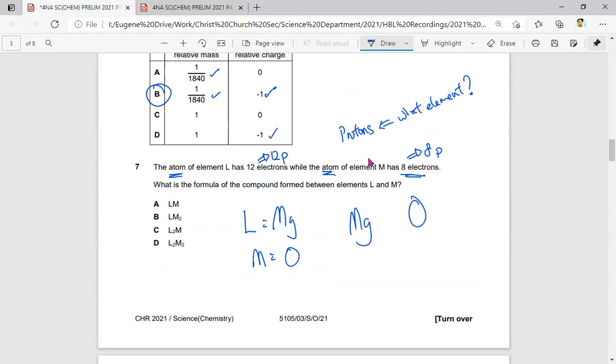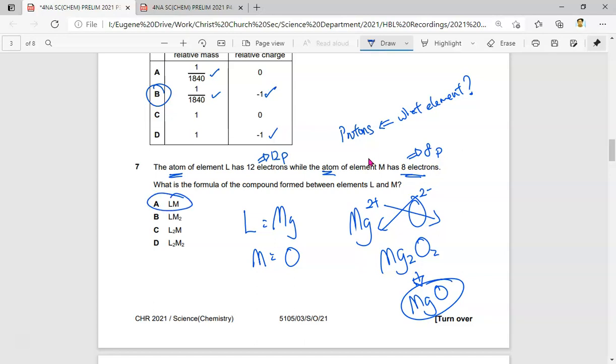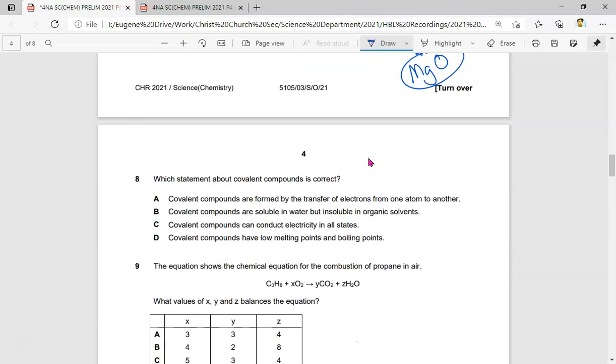So going back to the question, magnesium will form a 2 plus, oxygen will form a 2 minus. If you do the crisscross, what you're going to have is Mg2O2. And when you simplify it further, you're going to get MgO. So the formula of the compound formed is actually MgO, which is LM. Okay, so that's for question 7.